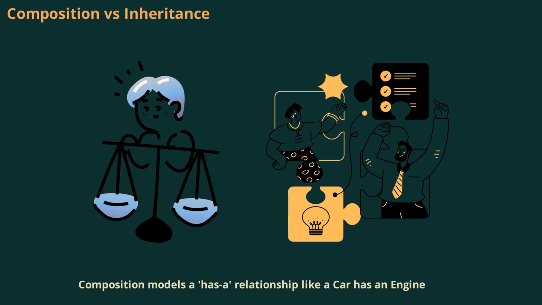Inheritance models an is-a relationship, such as a dog is an animal. Composition models a has-a relationship, like a car has an engine. Prefer composition over inheritance for greater flexibility and looser coupling, as inheritance can create tight dependencies between parent and child classes.